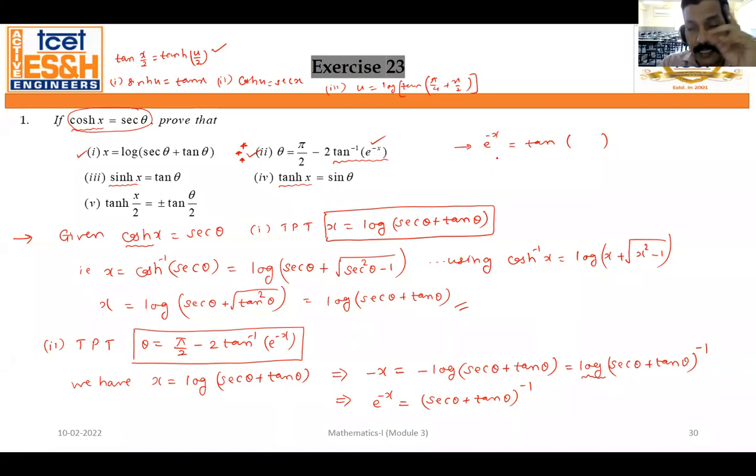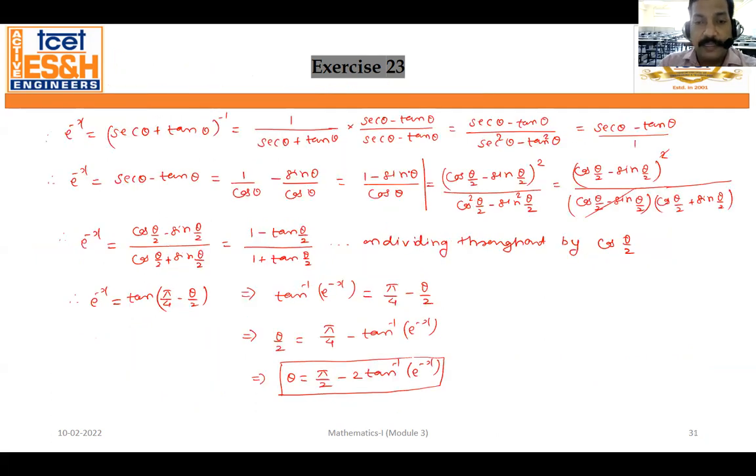So to convert e raised to minus x and to write e raised to minus x in the form of tan, that's the reason I am further simplifying this part: cos theta is cos square theta by 2 minus sin square theta by 2, and 1 minus sin theta is cos theta by 2 minus sin theta by 2 the whole square.